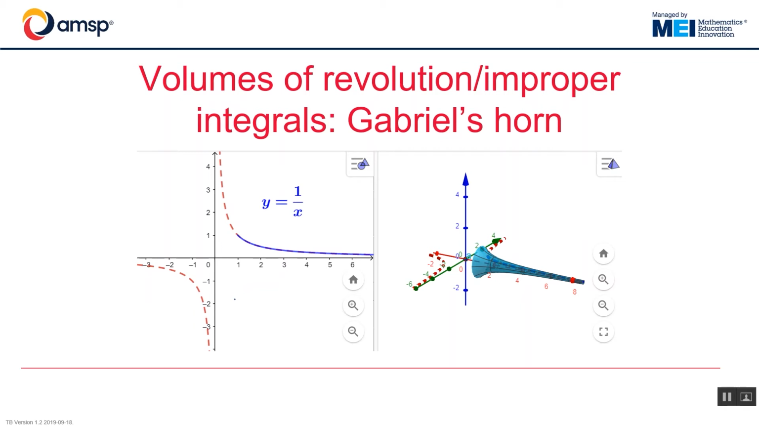So the idea behind Gabriel's horn is it starts with a graph of y equals 1 over x, and then by taking the part of the graph from 1 all the way up the x-axis and rotating that around the x-axis, we get this shape. And we're going to look at both the volume and the surface area of this shape created by revolution. And then we're going to look at what happens if that is extended all the way to infinity.